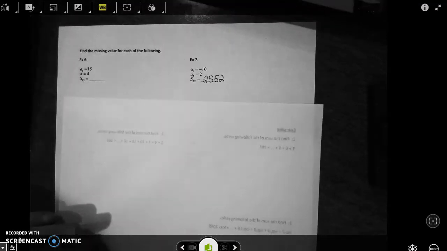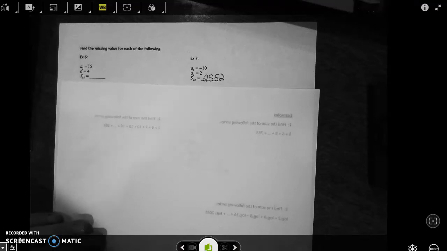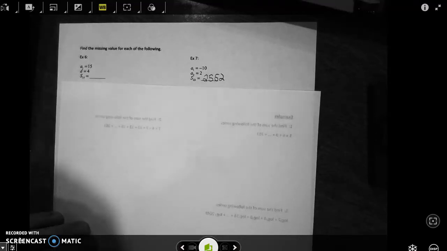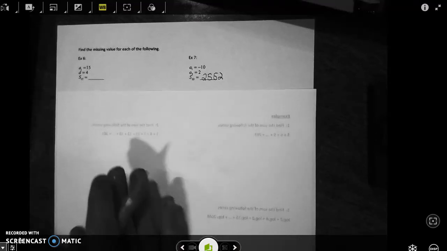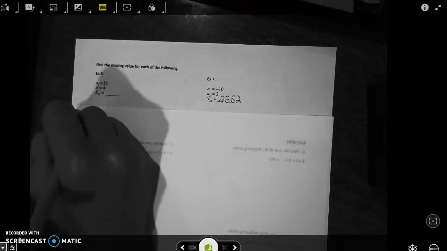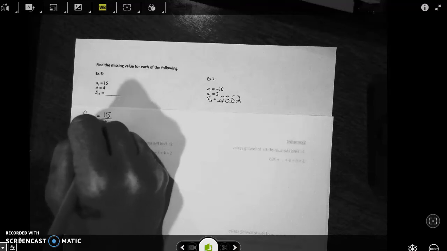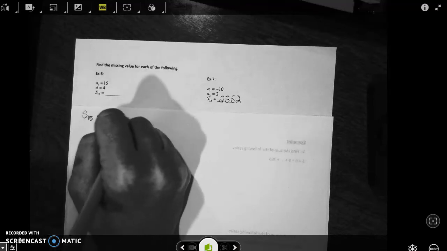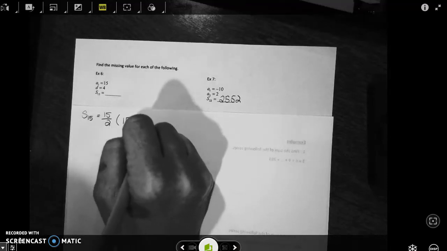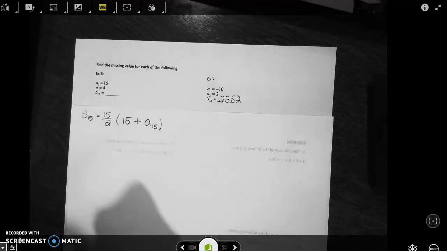So example 6. It's finding the pieces and parts, and so when I do one of these, I write down what I need to find and what I need to know. So I am asked to find S sub 15, which actually means I know N. I know that there will be 15 terms I'm looking for. I know A1, I would need to find A sub 15.